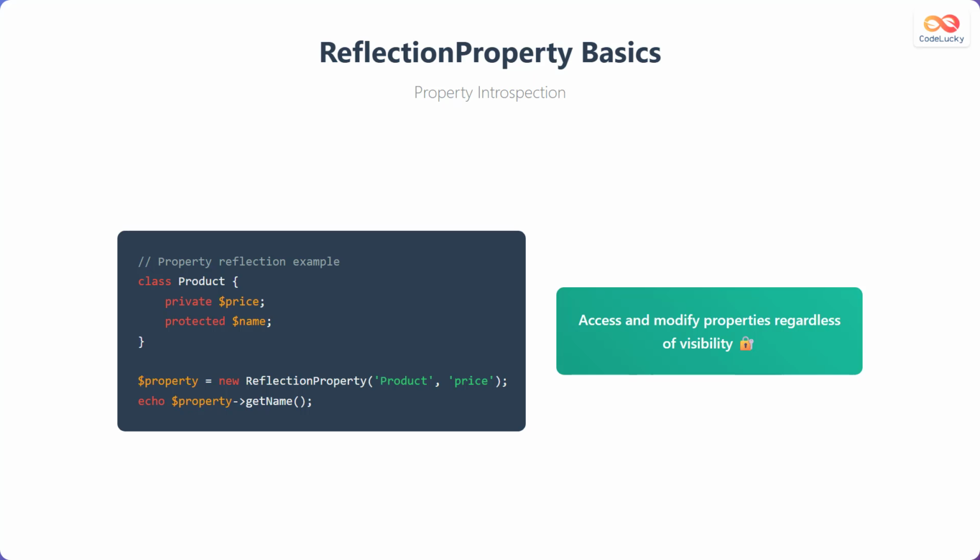Now let's discuss ReflectionProperty basics. ReflectionProperty allows you to perform property introspection, providing the ability to access and modify properties, regardless of their visibility. In the code block, we have a Product class with a private price property and a protected name property. Using ReflectionProperty, we can get the property's name and value, even if it's private or protected.